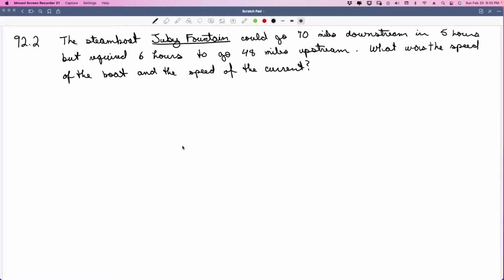So we'll begin by writing both of the equations. Here's the downstream equation. We have the boat plus the water times the time downstream is going to equal the distance downstream. And boat minus water times the time upstream is going to give us the distance upstream. Next, we are going to replace the distance downstream, the time downstream, the distance upstream, and the time upstream with the information from here. So we have the boat plus water.